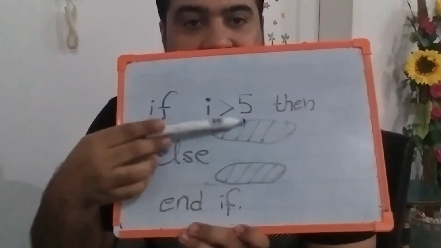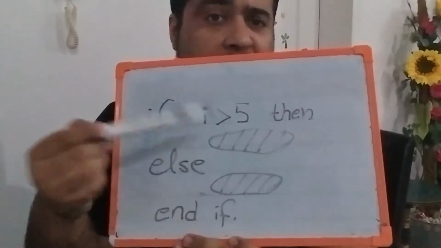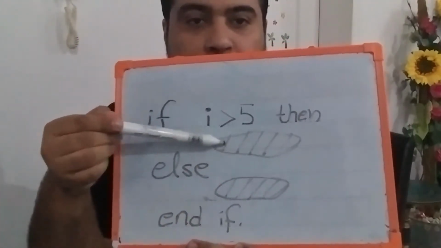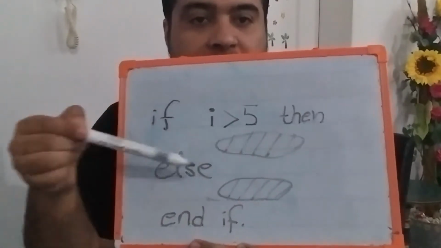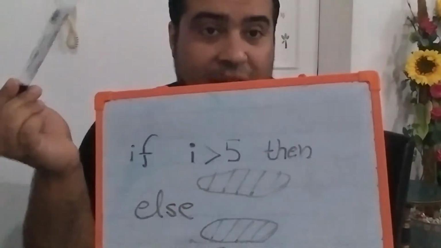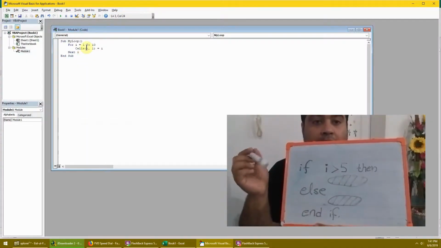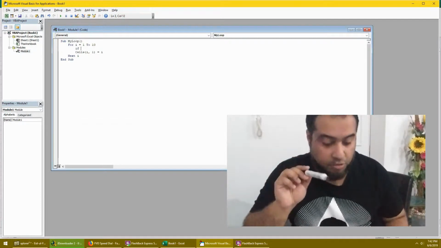If I is greater than 5, then whatever is here. So you can write any code, any recorded macro that you can put here. So if the I value is greater than 5, then it will do this. Else, if the I value is less than 5, then it will do this. Okay, let's see that in Excel as well to check it out.